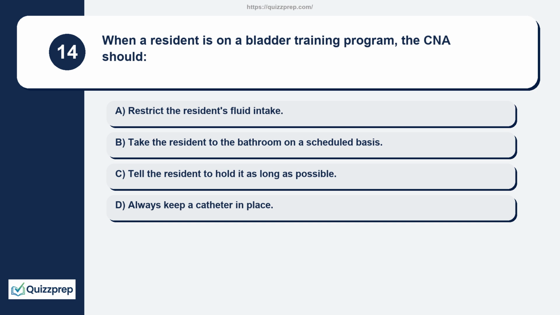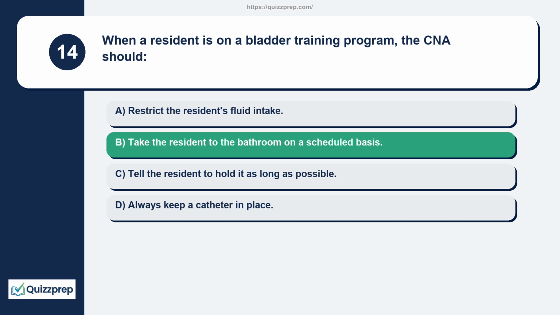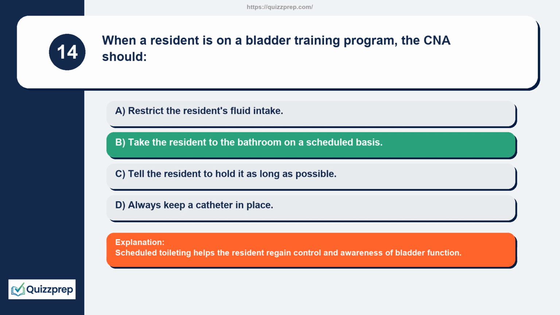Question 14. When a resident is on a bladder training program, the CNA should: restrict the resident's fluid intake. Take the resident to the bathroom on a scheduled basis. Tell the resident to hold it as long as possible. Always keep a catheter in place. Scheduled toileting helps the resident regain control and awareness of bladder function.